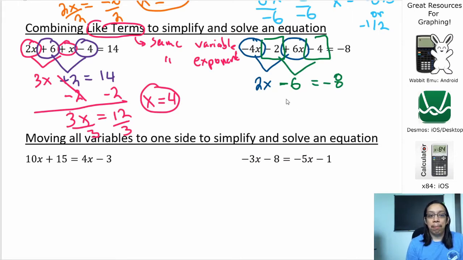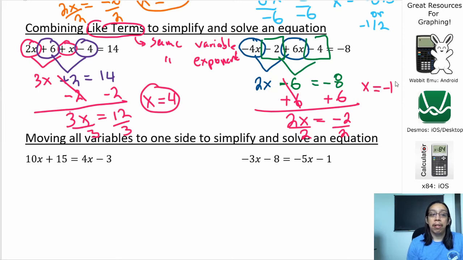Again, inverse operations. Plus 6 on both sides. We're left with here a 0 pair, that creates a 0, so 2x equals negative 8 plus 6. That gets me a negative 2. Inverse operation. We can divide both sides by 2 after that, and all that we have left is x equals negative 1. So this is what it would look like if you were going to simplify using like terms. You will combine if they have the same variable and same exponent.